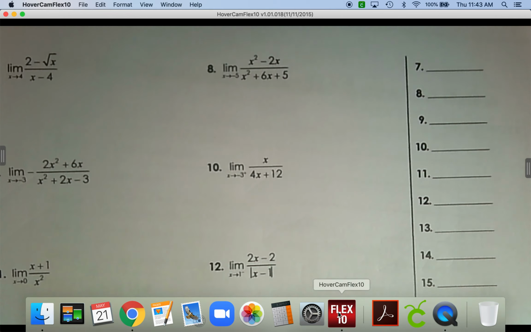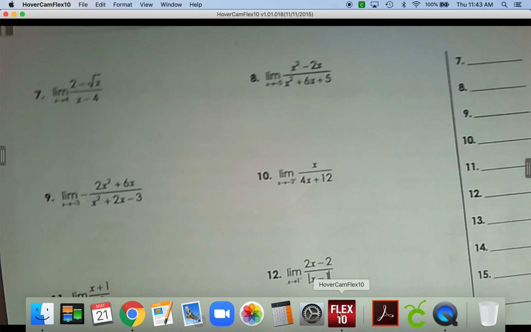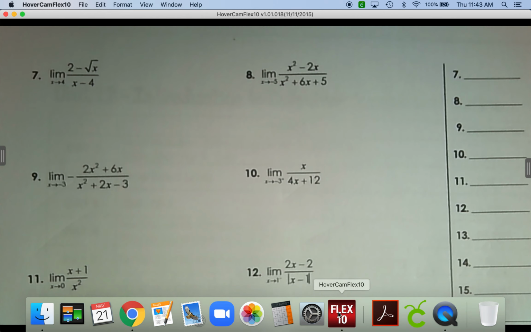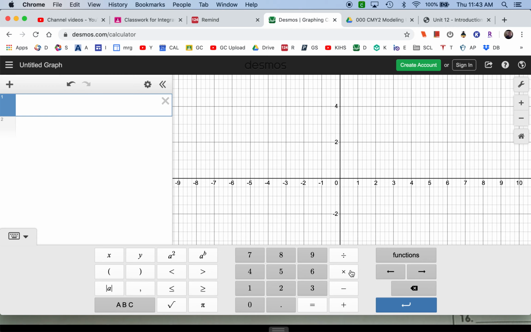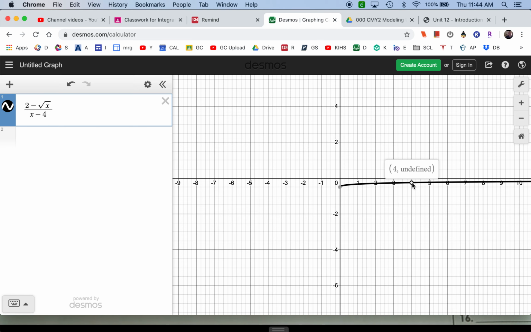Number 7. So this is all going to be Desmos and then coming back. So let's type it in. So 2 subtract root x, and then in the denominator is x subtract 4. So as x is approaching 4, what's the answer? So notice exactly at 4, it's undefined. But what's the y value that's around it?